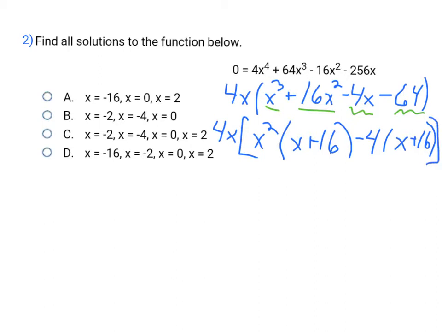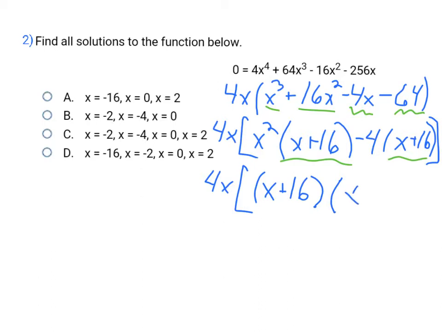And what's exciting here is these two parentheses match. So that means I'm in business. Life is going well, because I can just pull out that x plus 16 that they have in common and write it in one set of parentheses. And then in my second set of parentheses, I'm going to write what's left over, the x squared minus 4.